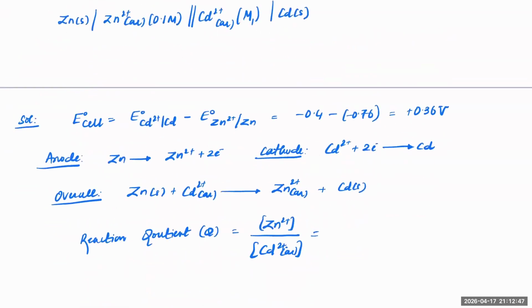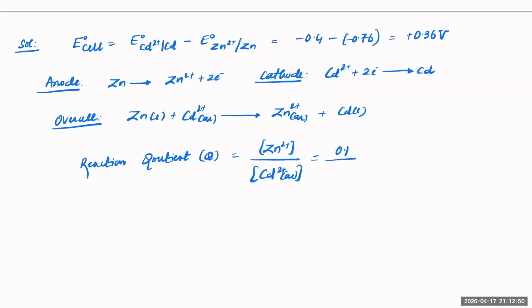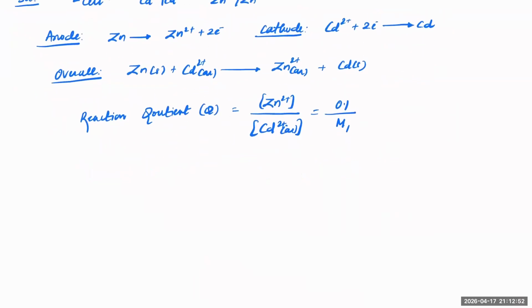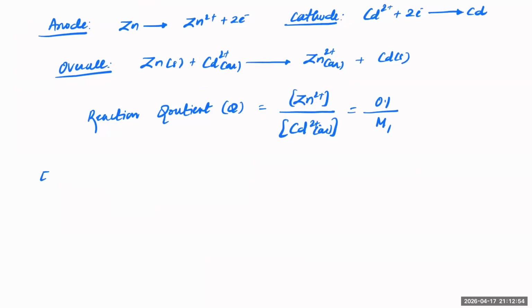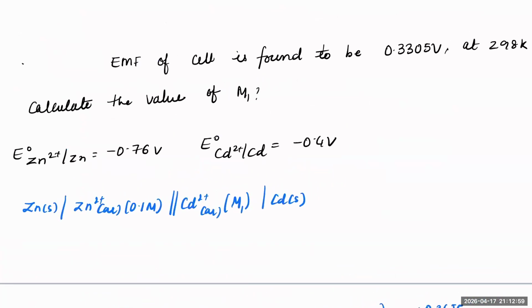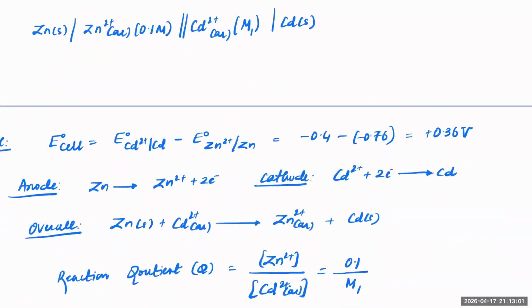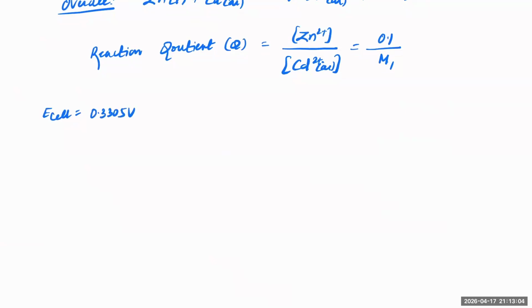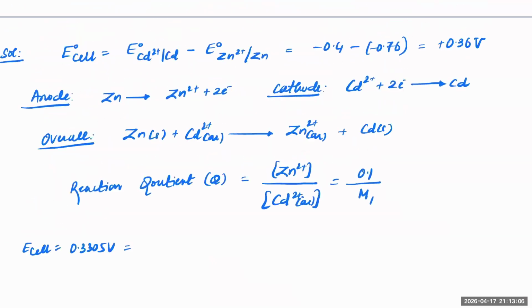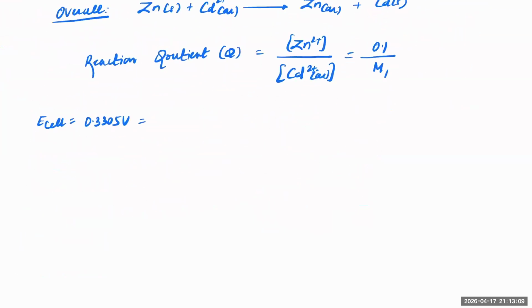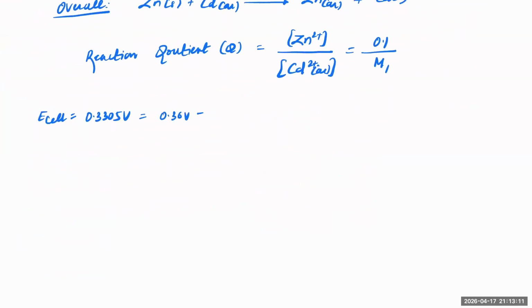As per the question, it is given as 0.1 by cadmium, which is M1. That's what we need to find out. And what else is given? E cell is given here as 0.3305 volts. That is equal to E naught cell, which we just calculated as 0.36 volts, minus 0.0591 upon 2 electrons being transferred, into log of Q, so 0.1 by M1.